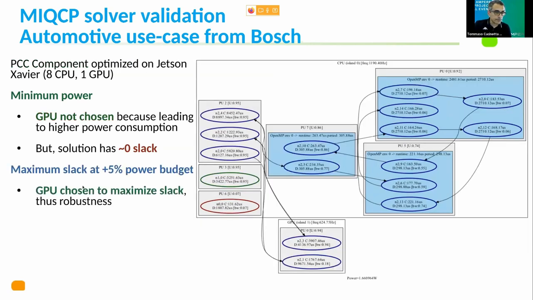So what we tried to do is to run our optimizer this time by maximizing the slack, but also giving a little bit of flexibility in terms of power. Instead of taking the minimum power, we re-optimized by allowing a plus 5% power increase over the minimum that was achievable. In this case, we got the GPU chosen to maximize the slack, and we got some tasks deployed on the GPU, as is visible on this plot. So we have a more robust deployment scenario with a very little power increase that gives us more slack, which normally means more robustness at runtime.